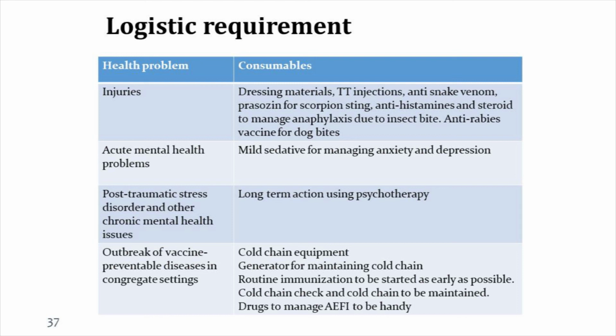Outbreak of vaccine preventable diseases in congregate settings is a risk. Here we would require cold chain equipment, generator for maintaining the cold chain, routine immunization to be started in the area as early as possible, and we should also check the cold chain and it should be maintained. We also have to have drugs in case of any AEFI.